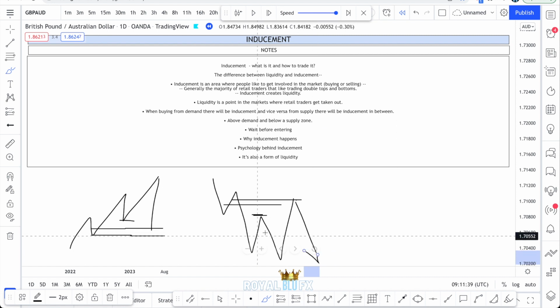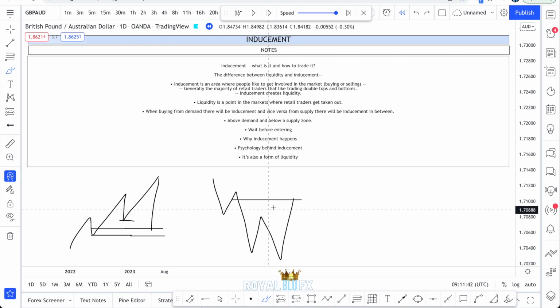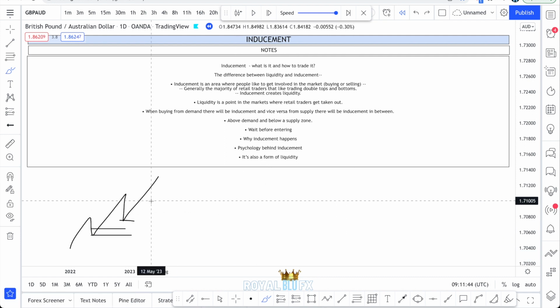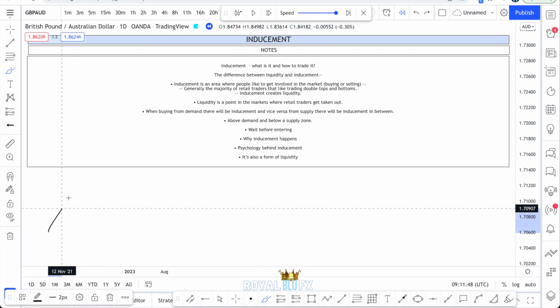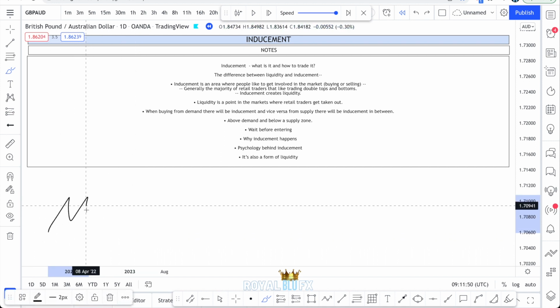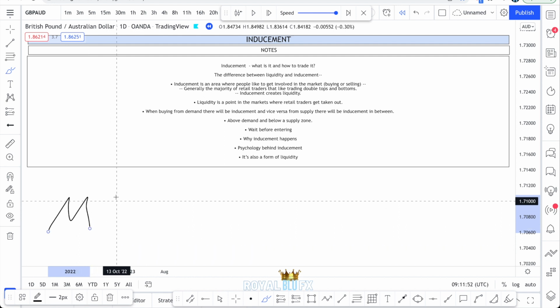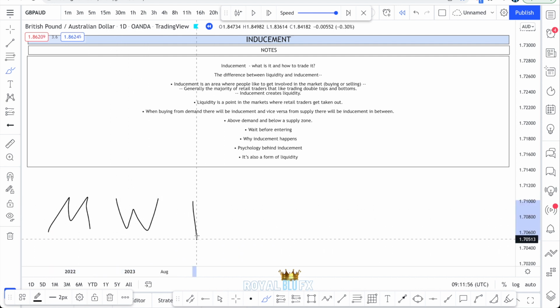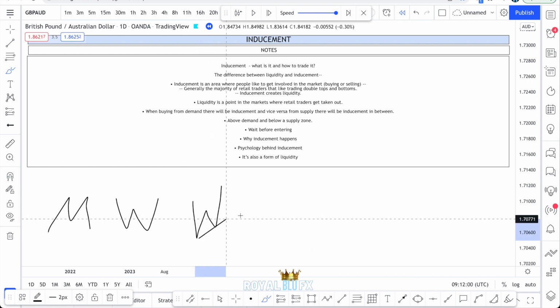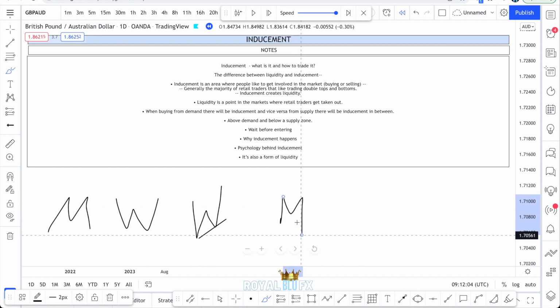Inducement is just an area where people like to get involved heavily in the markets, pretty much about 99% of the traders. Inducement can also take the form of double tops, something like this, or double bottoms. It can also look like a fairly clean double bottom that looks like this, and a fairly clean double top that looks similar to this, where price is just like this.